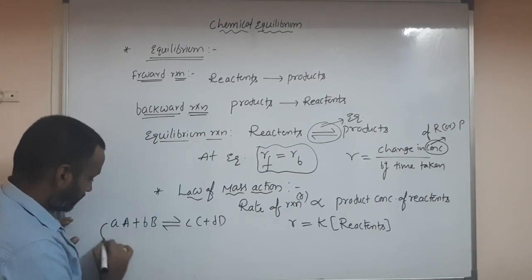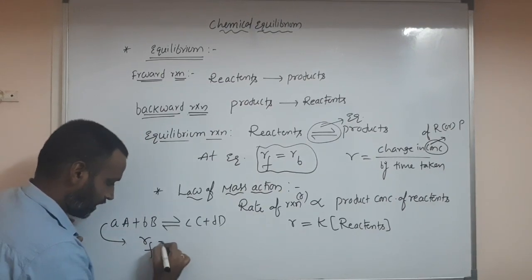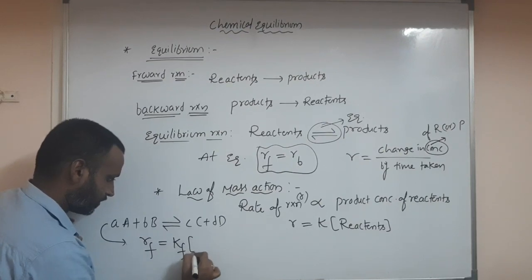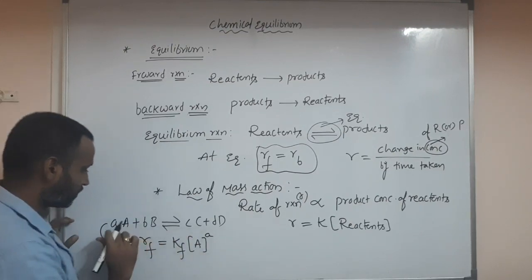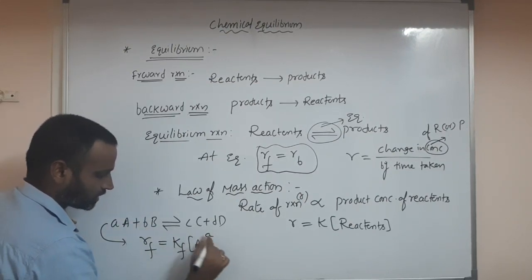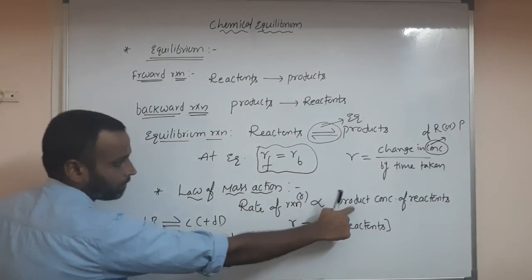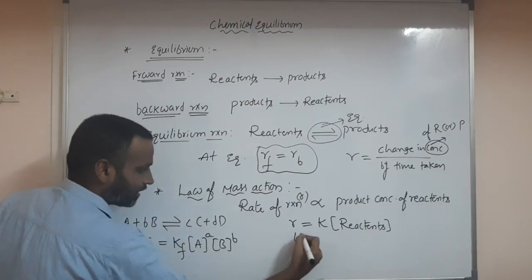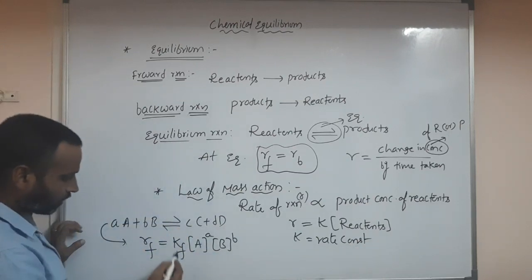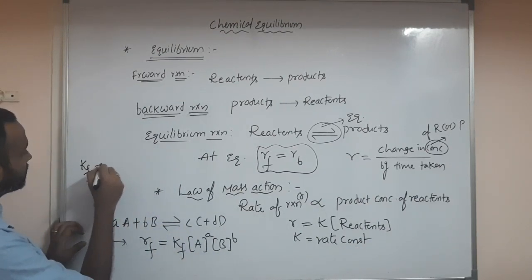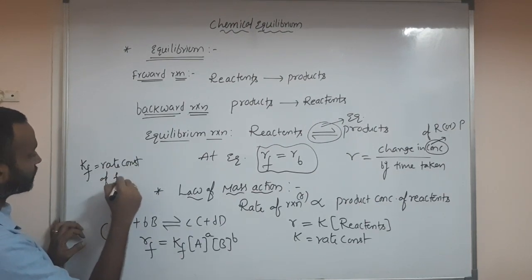Then, if I want only the forward reaction, what is the rate of forward reaction? Rf equals Kf into concentration of A to the power a and concentration of B to the power b. These moles are also important because they influence the rate. Here, what is K? K is the rate constant, and Kf is the rate constant of the forward reaction.